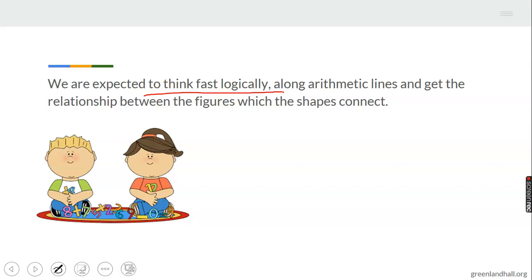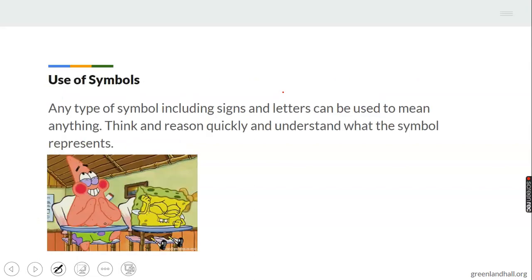So we are expected to think fast. I know that because I always tell you to come with your thinking cap. It has to be an arithmetic line of thinking, and we're expected to see the relationship between figures and the shapes connecting the figures, what they mean, what they represent. We are trying to think very fast, and with that in our mind, what we are doing is quantitative reasoning. It is the application of maths, the application of what we have talked about so far.